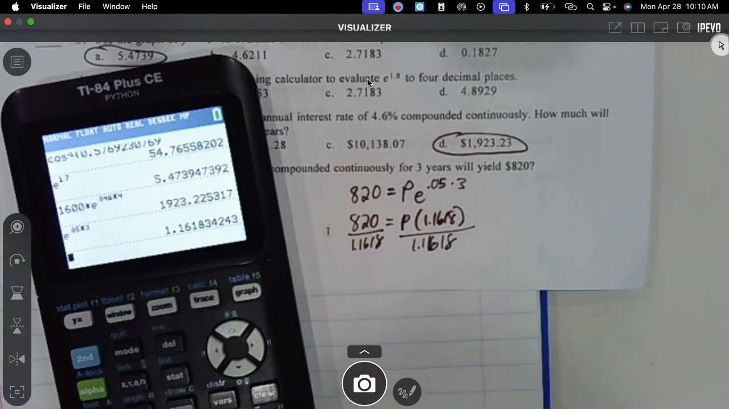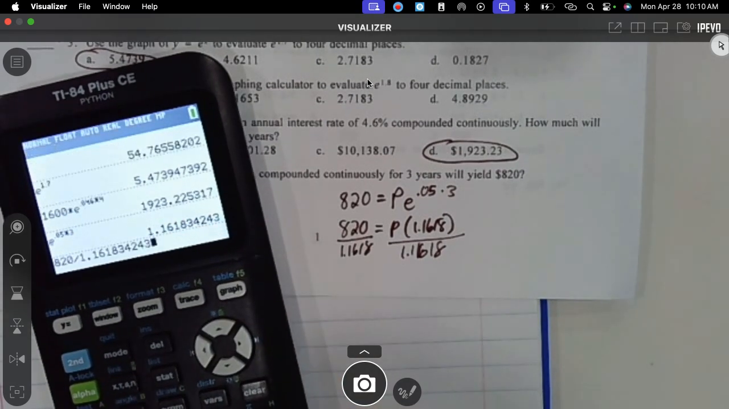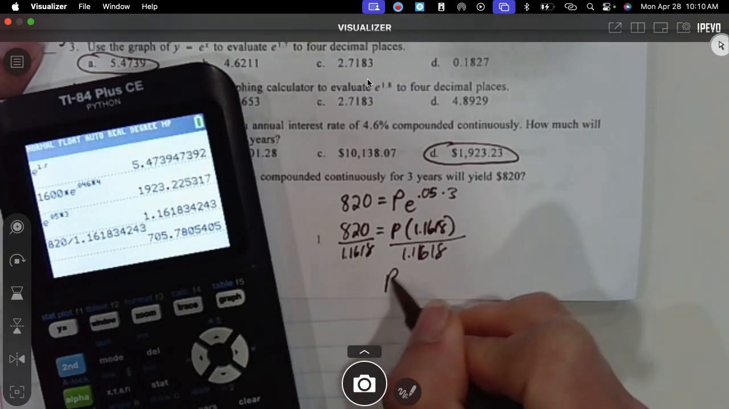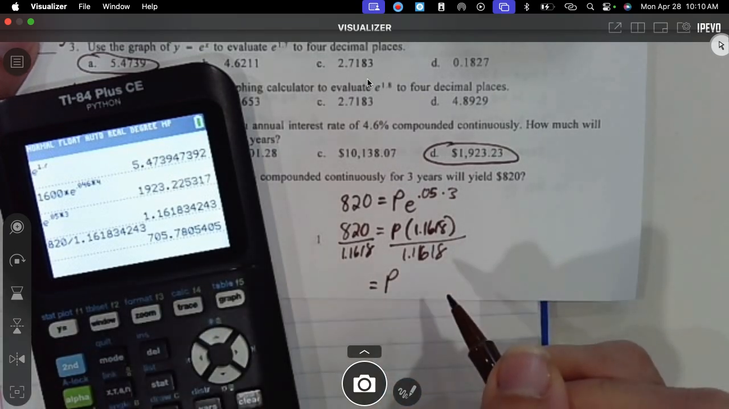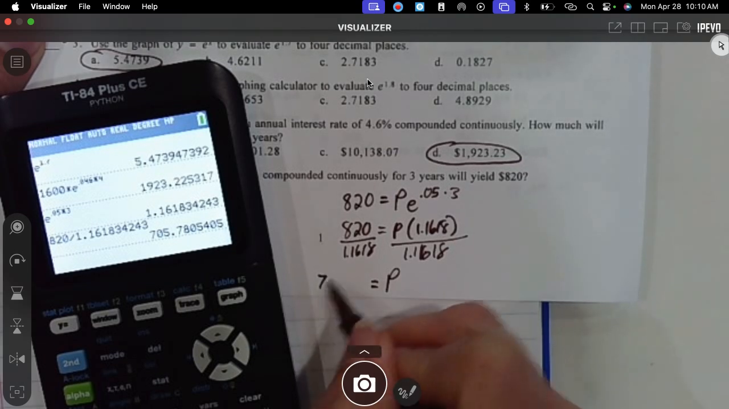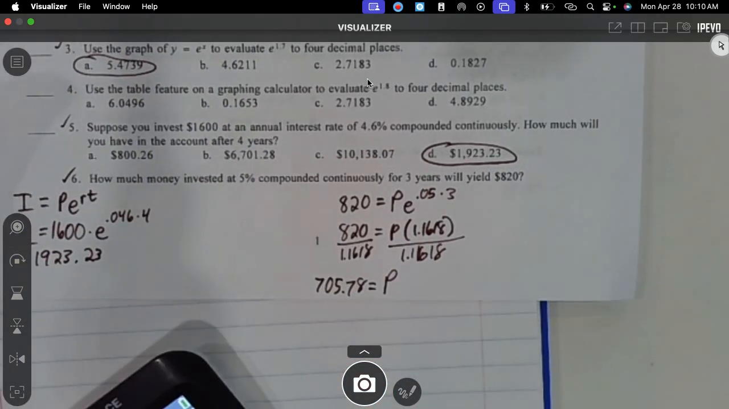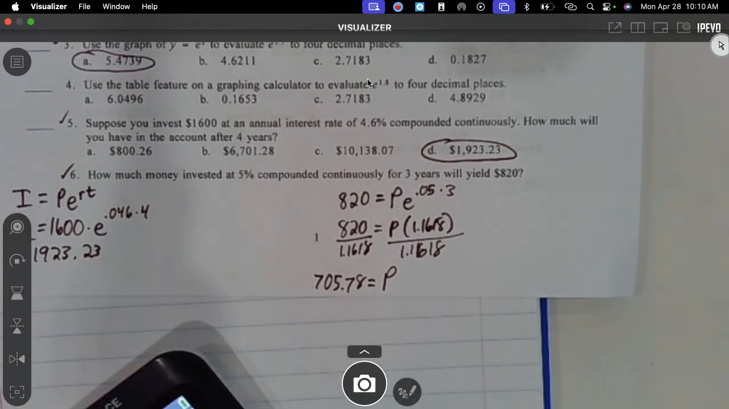So I would do 820 divided by, and I'm going to scroll up to that number. For some reason, I put 820 times... equals 705.80. Yeah, 705.78 should be that's your starting amount. No rounding. So if I put 705.80, would I be wrong? Is that dollars as well? That's dollars. Yeah, that's how much you started with. I might give you that, but it should be 705.78.